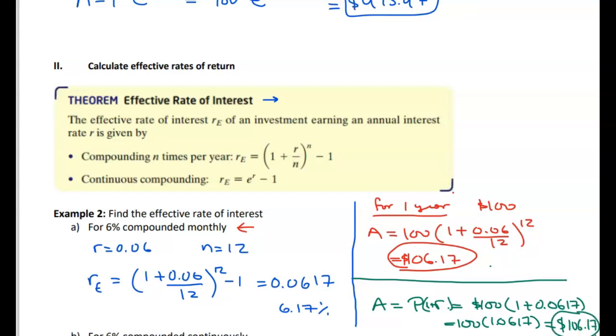So basically the effective interest rate is what rate of interest would be equivalent to this one compounded monthly if you just compound the amount just once during the year.